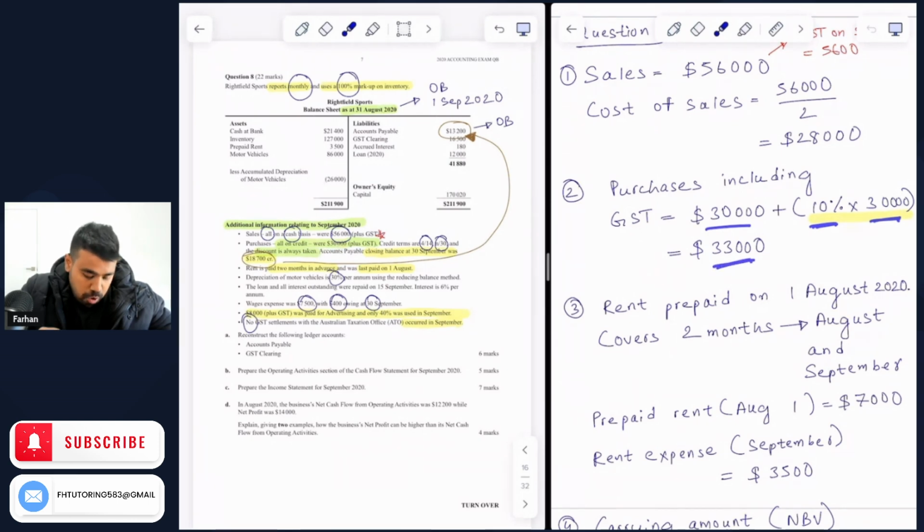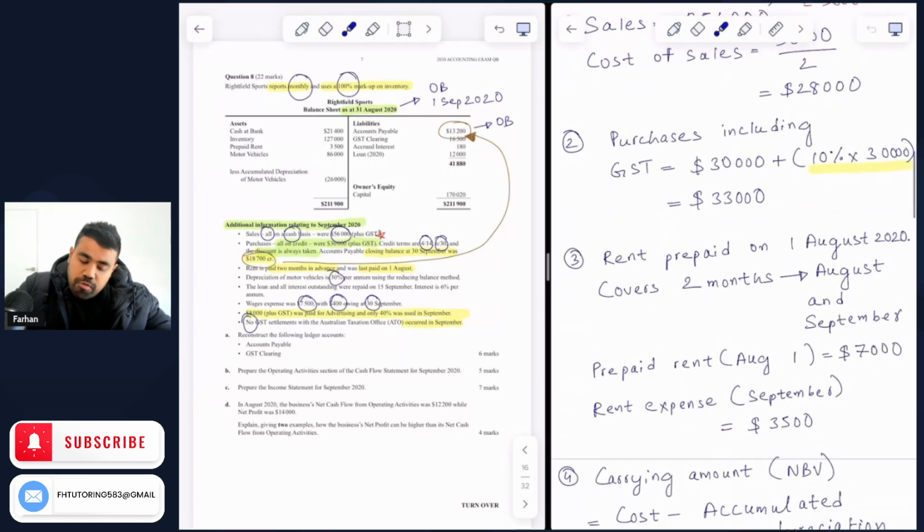Okay, so what we'll do first is go through each and every additional information. Once we have sorted all the workings, then we're going to start with the reconstruction of the ledger accounts and everything else, because they will be pretty easy afterwards. So this is what we have so far for additional information 2. Purchases are normally a part of the cost of goods sold, but since all the purchases are on credit, this is what we will be including within the accounts payable eventually.